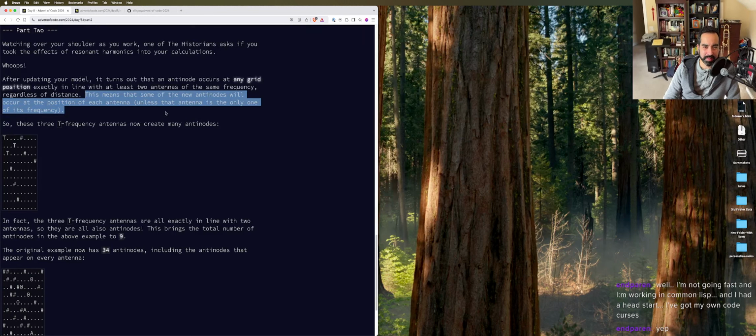This means that some of the new antinodes will occur at the position of each antenna, unless that antenna is the only one of its frequency. I don't understand what that means. Okay, so these 3 frequency T antennas now create many antinodes. Oh, it happens at regular intervals. I see. Boom, boom, boom, boom, all the way down the grid.